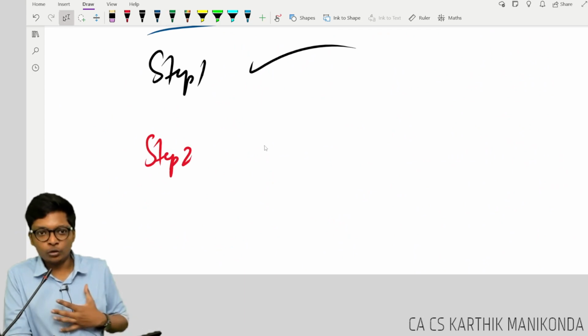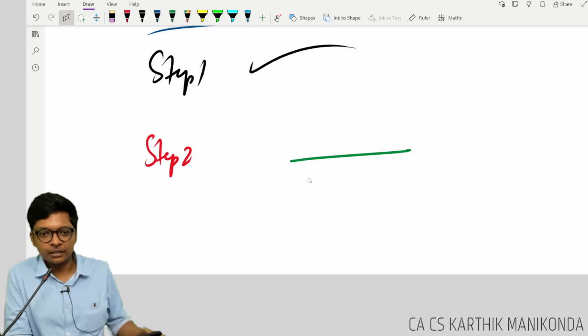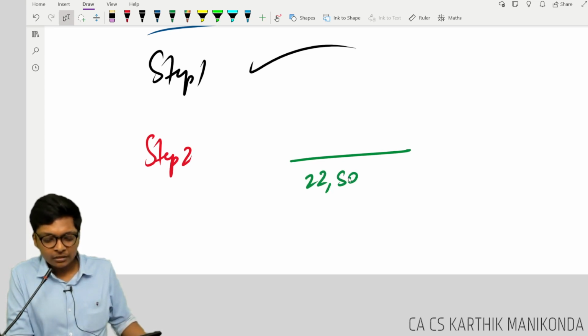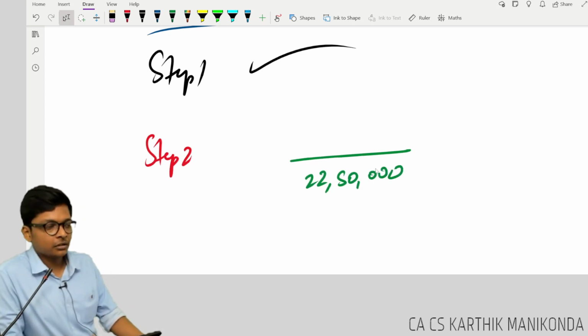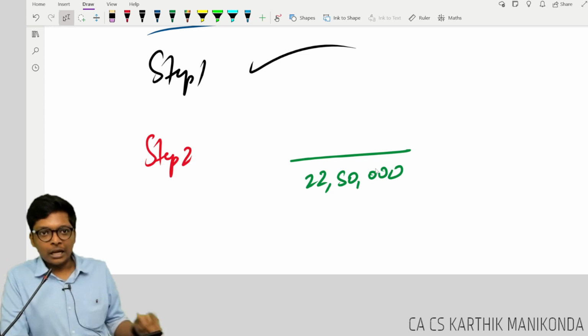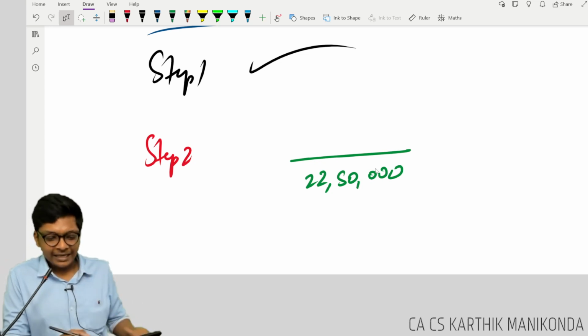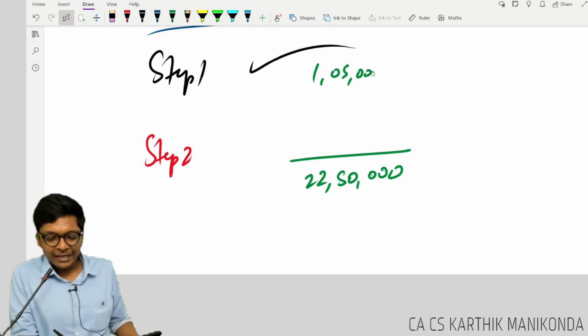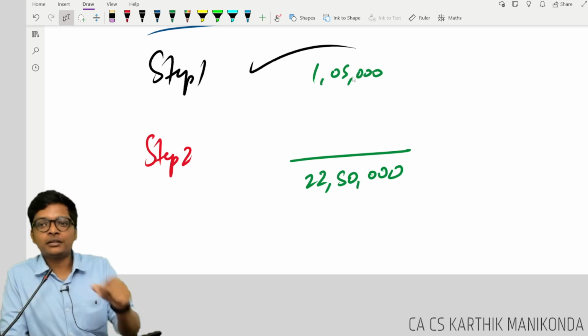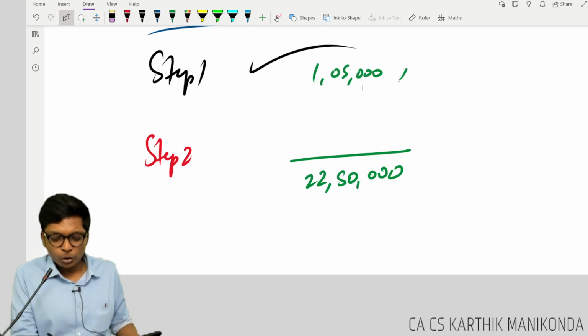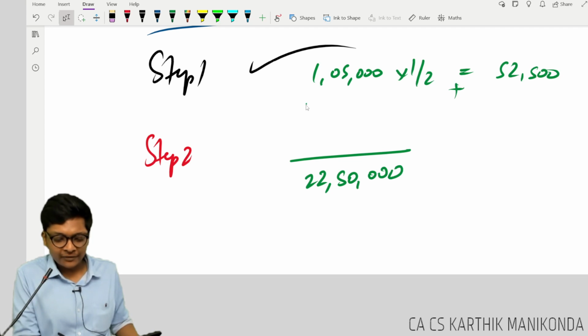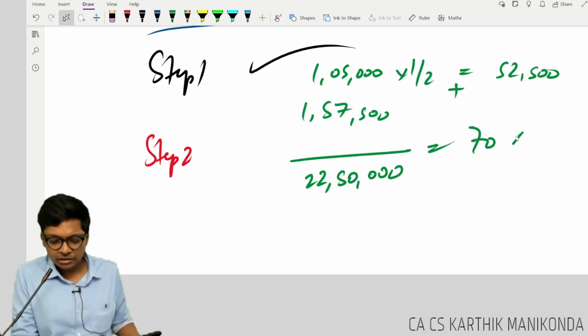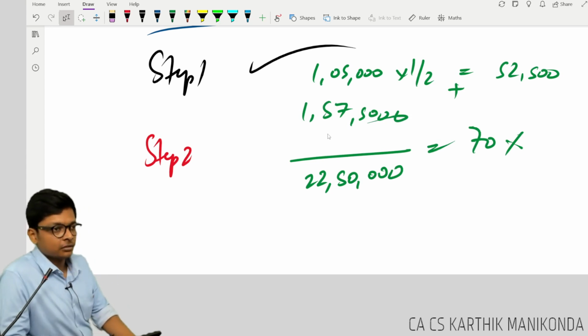Holding in subsidiary. Fine. Now what is the new share capital of subsidiary? 22 lakh 50. I had 1 lakh 5 shares, and I have also gotten bonus of 1 by 2. So into 1 by 2 is how much? 52,500. So add both, you will get 1 lakh 57,500. Same percentage, 70%. Are you following?